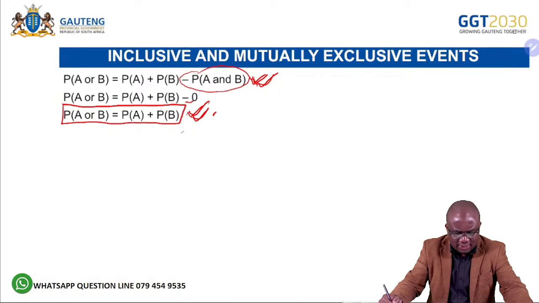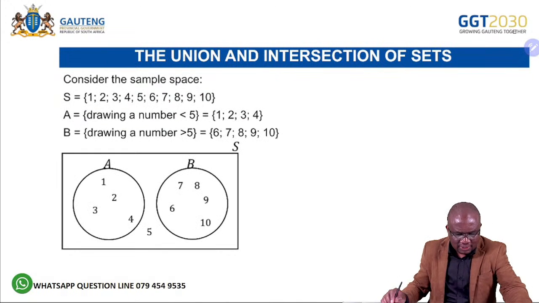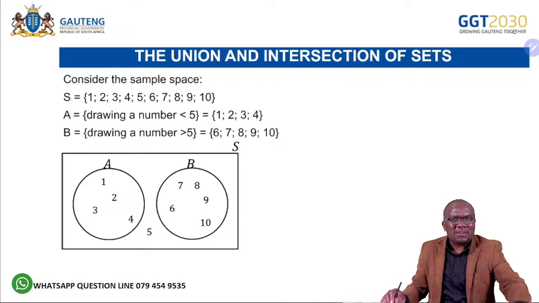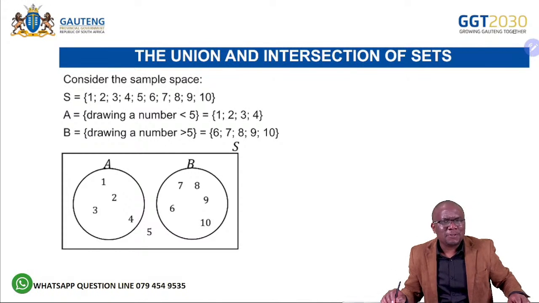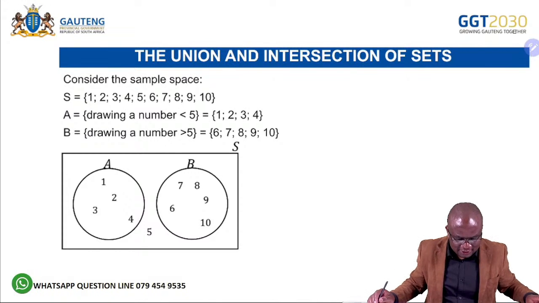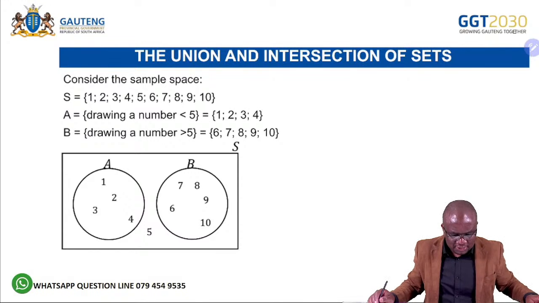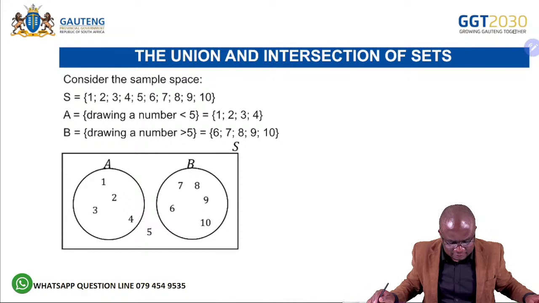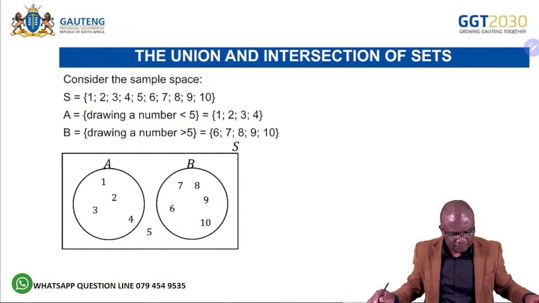Right, welcome back, grade 10s. Now, consider the sample space. Now it's something different. We've been using the dice. So the sample space now has the numbers 1, 2, 3, 4, 5, 6, 7, 8, 9, 10. Event A is drawing a number less than 5. And event B is drawing a number greater than 5.